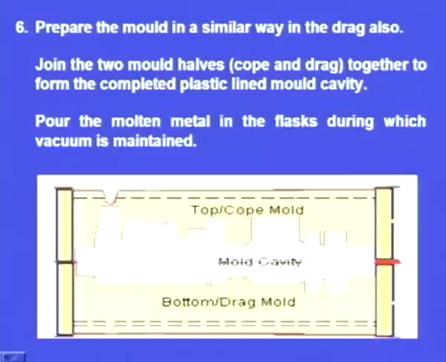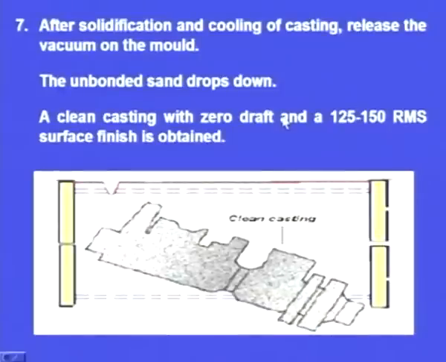and the sand in the drag box, here in this drag box, is held tightly, rigidly, because of the vacuum we are applying here. So, this is the complete mold, and at this stage pour the molten metal in the flasks. While pouring, the vacuum has to be maintained, that will continue. After solidification and cooling of the casting, release the vacuum on the mold.